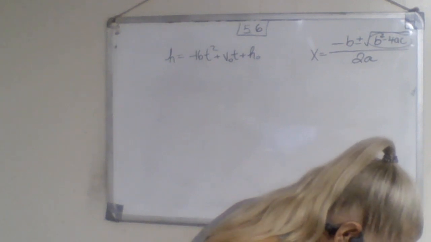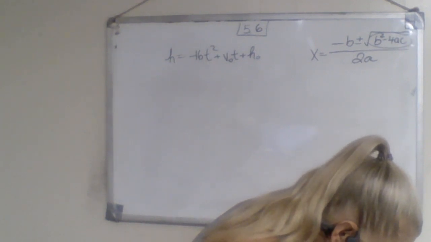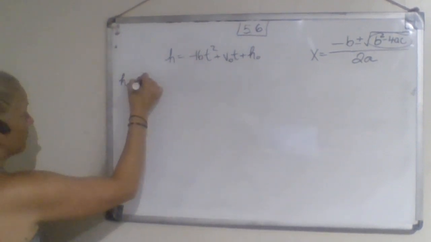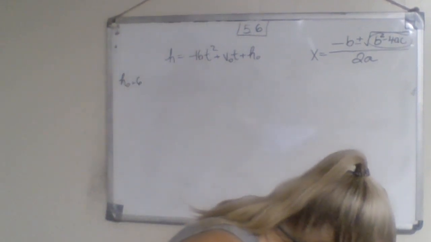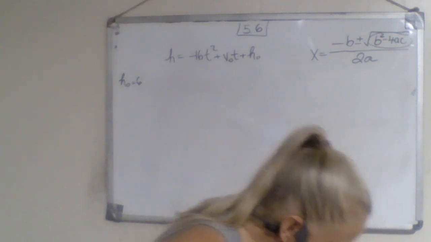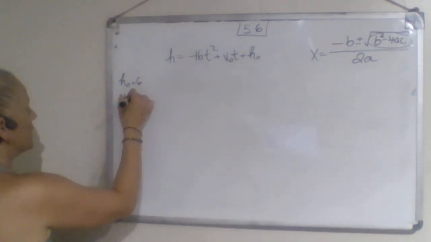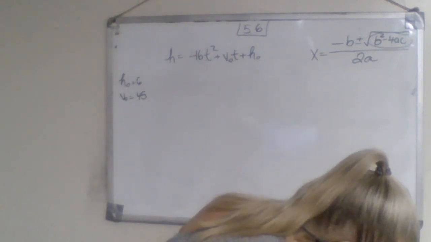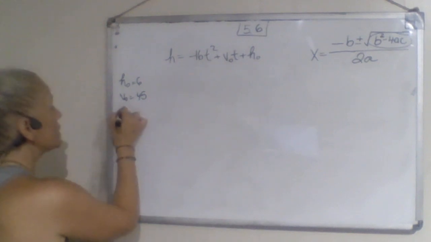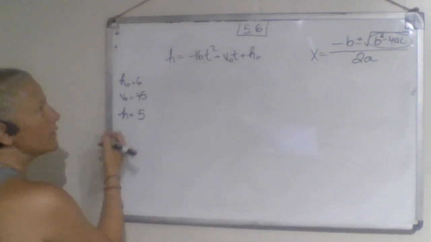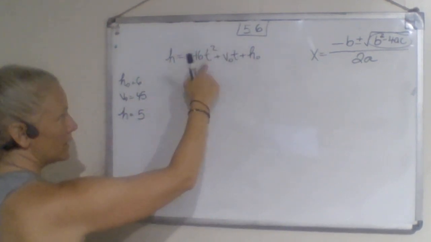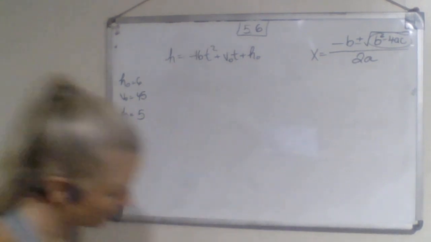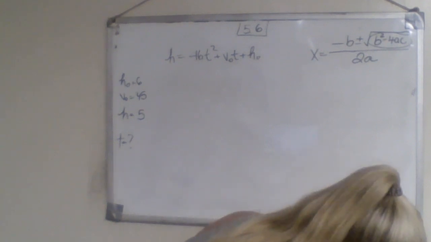It says the baton twirler tosses a baton in the air. The baton leaves the twirler's hand 6 feet above the ground. So h0 is 6. That's my initial height, correct? It has an initial velocity of 45 feet per second. My v0 is 45. The twirler catches the baton when it falls back at a height of 5 feet. My h is 5. We have this one, this one, and this one. We want to know, for how long is the baton in the air?